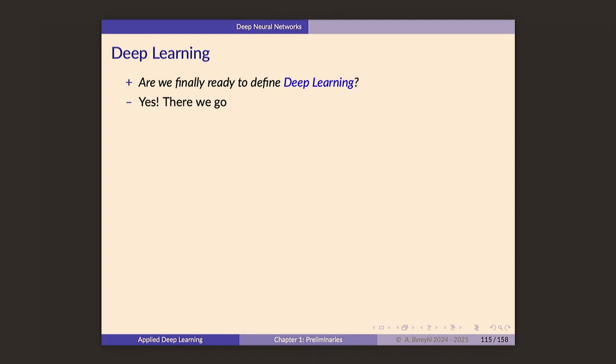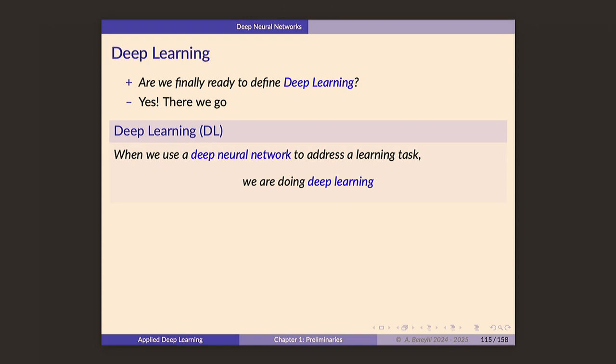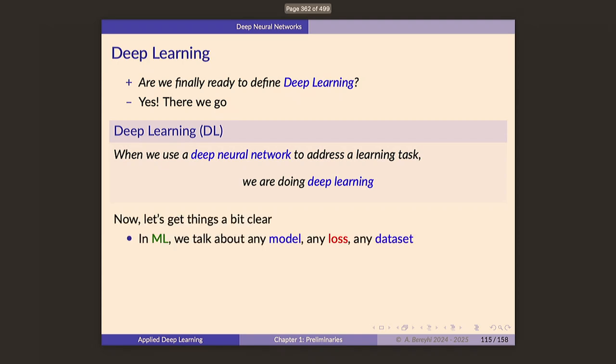So what is deep learning? Deep learning is any machine learning where you use a deep neural network as your model. That's it. Okay? Nothing different. So if you are considering a deep neural network to be your model, then you're basically doing deep learning. Whenever you do a learning task using a deep neural network, you are basically doing deep learning.